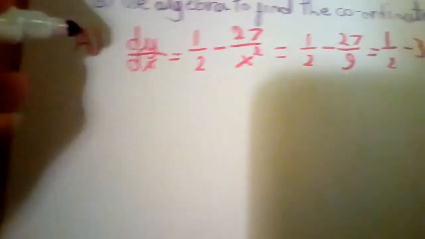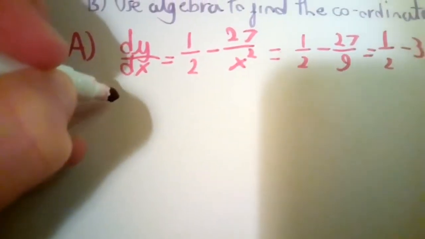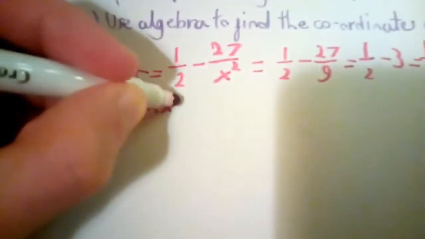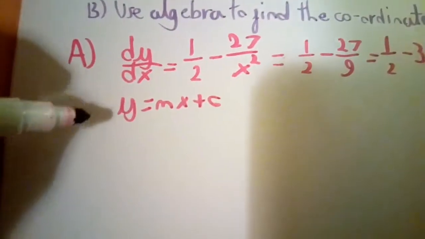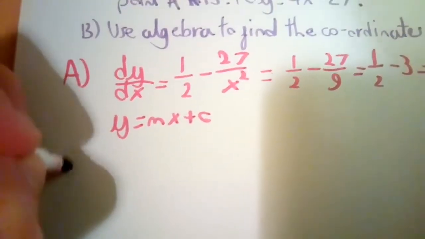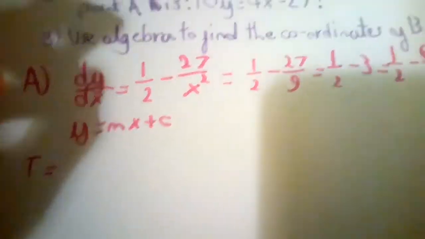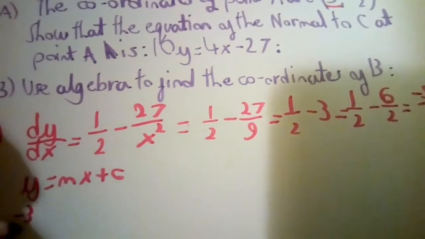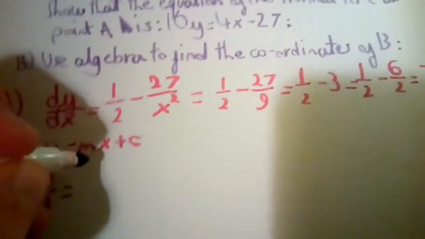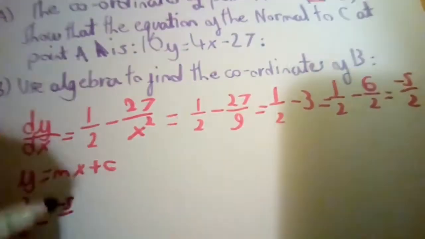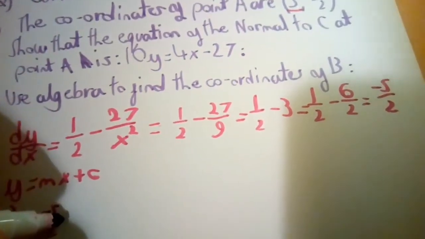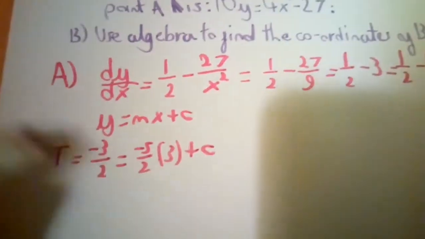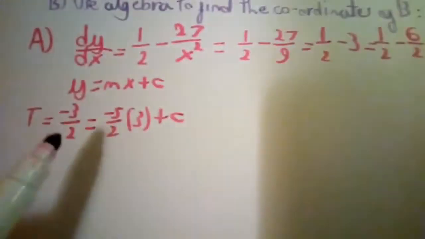So if the tangent's a straight line, we know that it's in the form y equals mx plus c, where m is the gradient. So for the tangent, because it passes through the point A, we can use the coordinates of A: minus 3 over 2 is y. That is equal to m, which is minus 5 over 2, lots of 3, plus c. So we could work out the constant here if we wanted to for the tangent, but we don't need the equation of the line of a tangent.